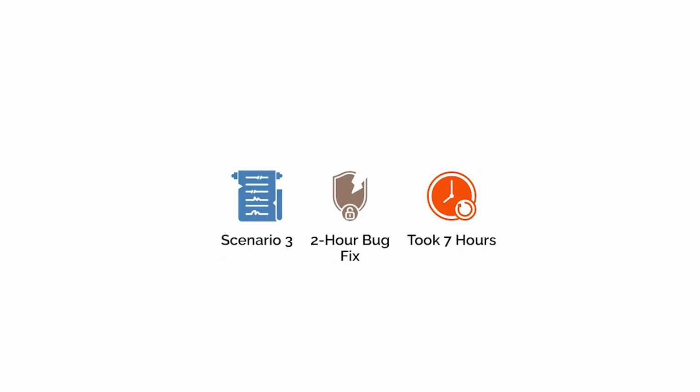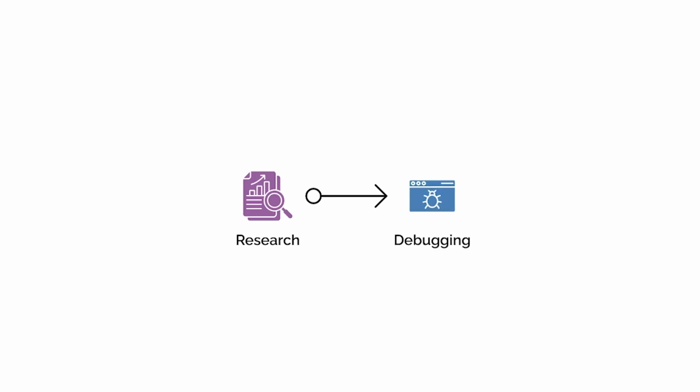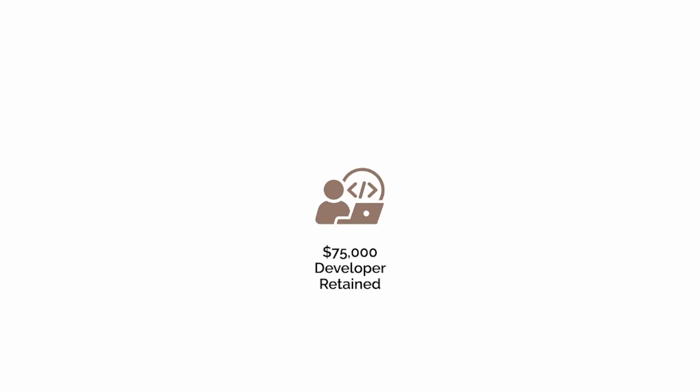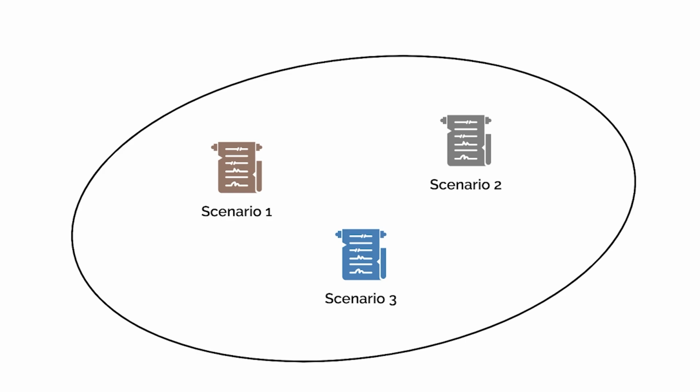Scenario 3. A bug fix estimated at 2 hours took 7, and the founder is wondering if their developer is just slow. The timeline tells the real story. Research, debugging, database testing, multiple browsers, genuine technical complexity, not slacking. Result, a $75,000 developer retained, estimation improved, and a culture of trust kept intact. Across all three scenarios, the pattern is the same. Data reveals system problems, not people problems.